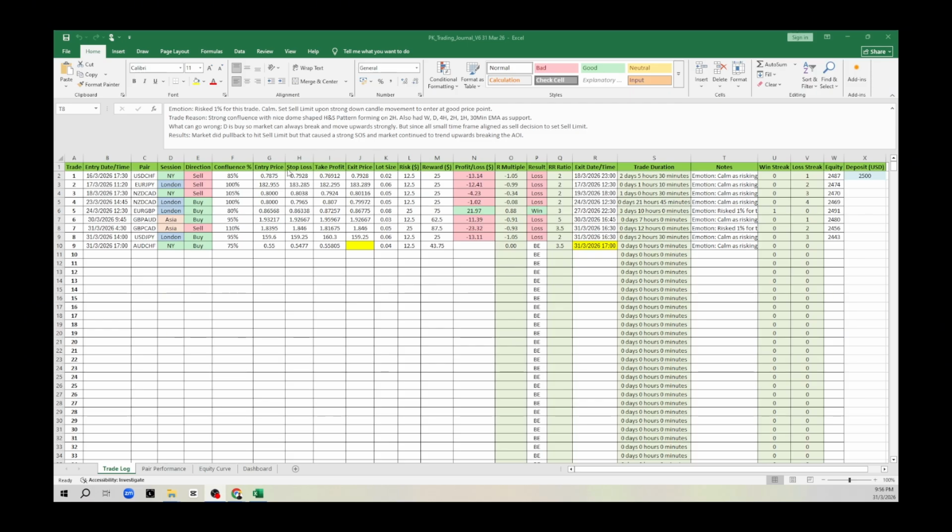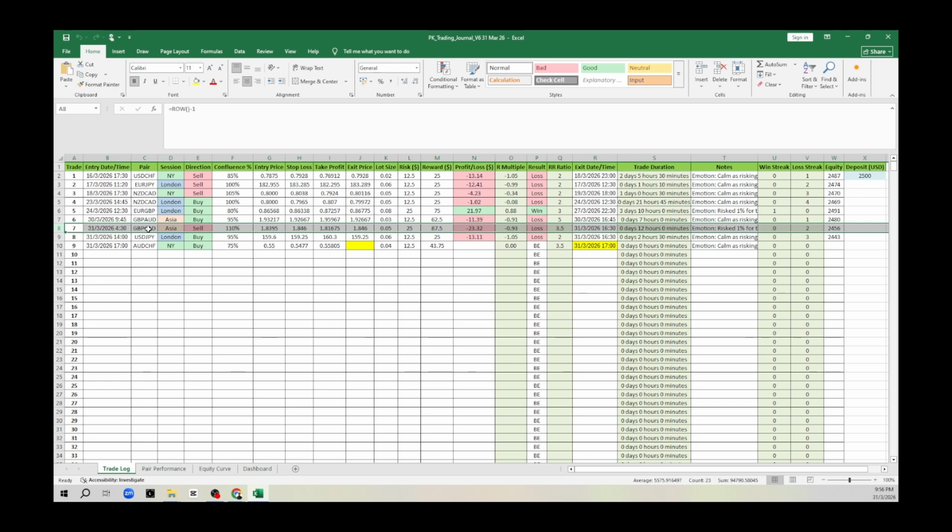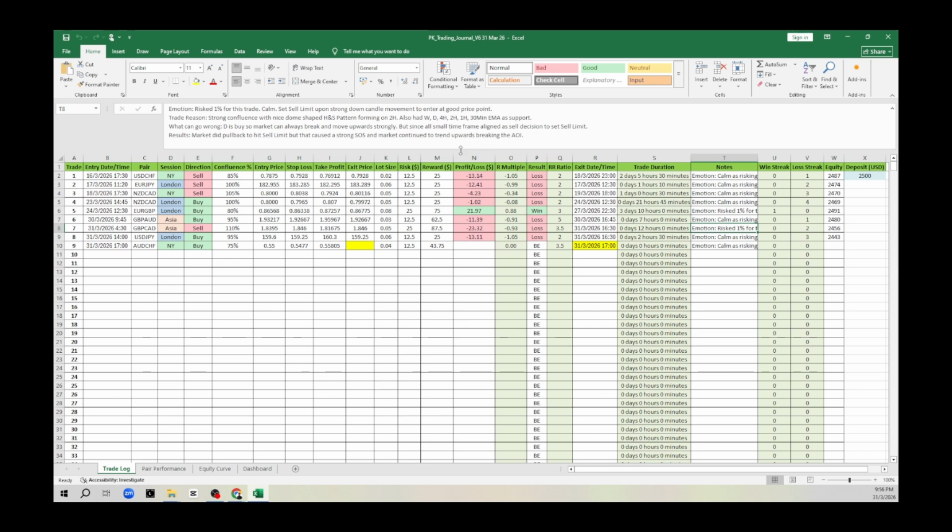All right, so the most important thing is journaling the trade, right? So as you can see, this particular trade, GBP CAD, all right, I entered a sell and I've documented the notes accordingly. For this particular trade, I've risked 1% for this trade. My emotion was calm and I set the sell limit upon strong down candle movement to enter at a good price point, right? So the trade reason, I had strong confluence. So you can see, like in my trading strategy, I had about 110% confluence. So strong confluence with nice dome-shaped head and shoulders pattern, forming in the 2 hours.